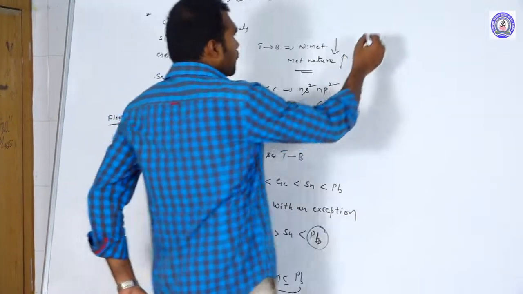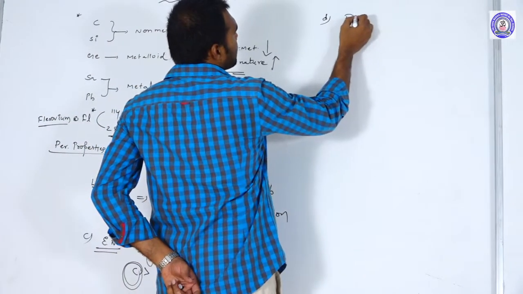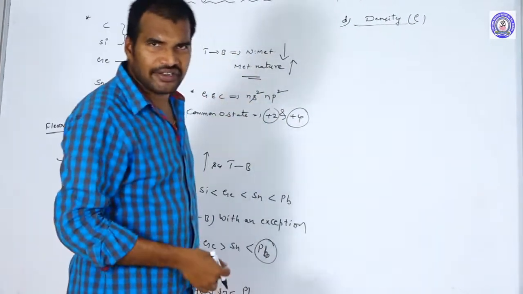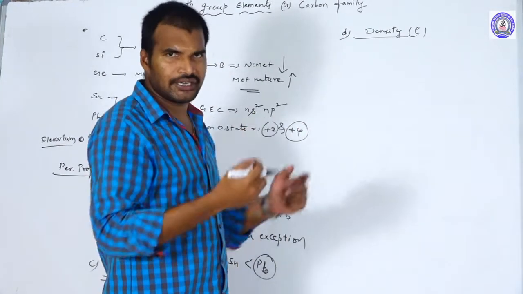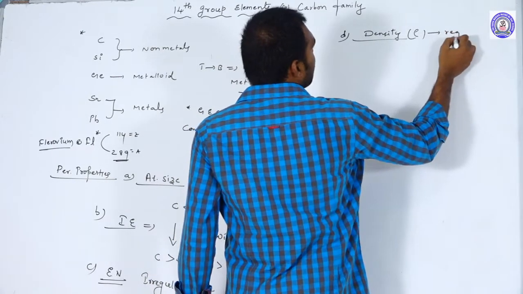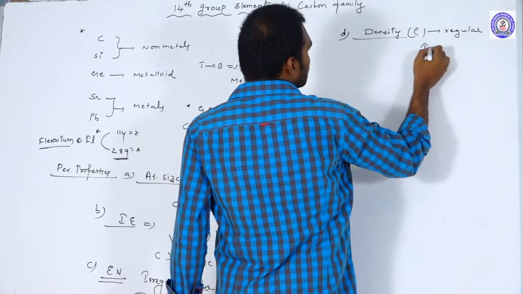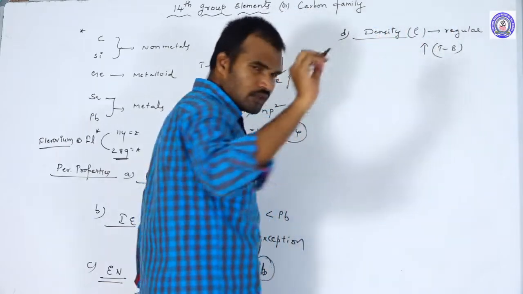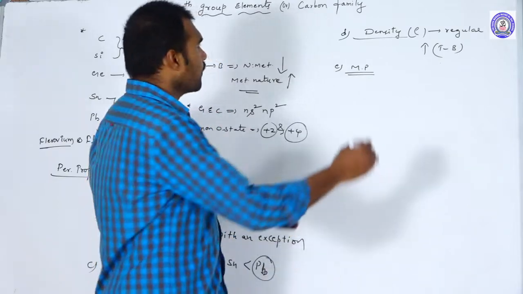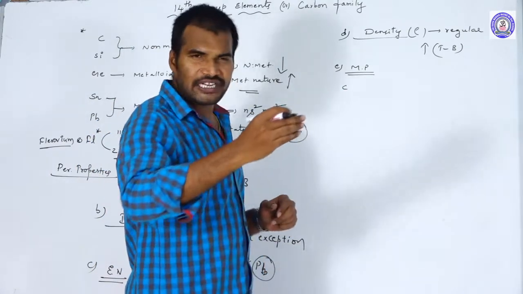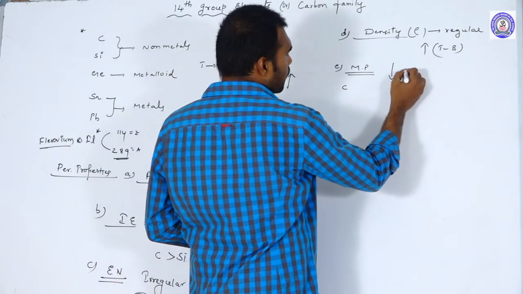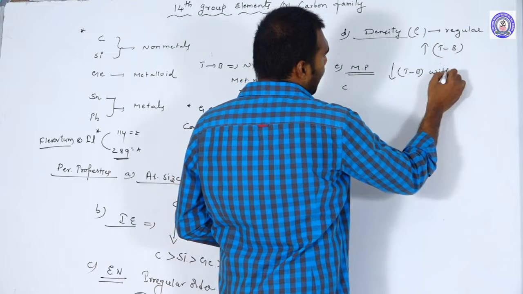Next, move to the fourth property, that is density. What is the regular trend of density? As we know, in any group, when going down the group, the density increases. So density is also following regular order only, increasing from top to bottom. There were no exceptional cases in case of density. Next one, coming to the melting point. The melting point decreases down the group, but with one exception. So it decreases from top to bottom with an exception.